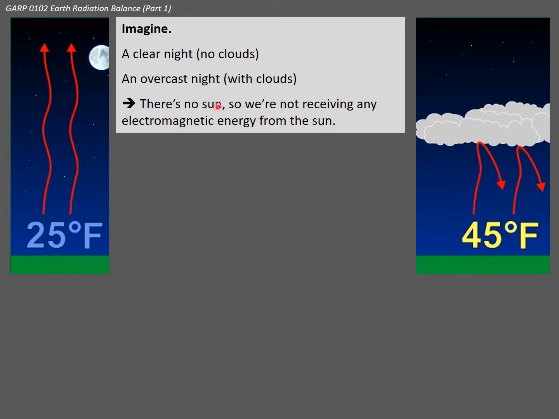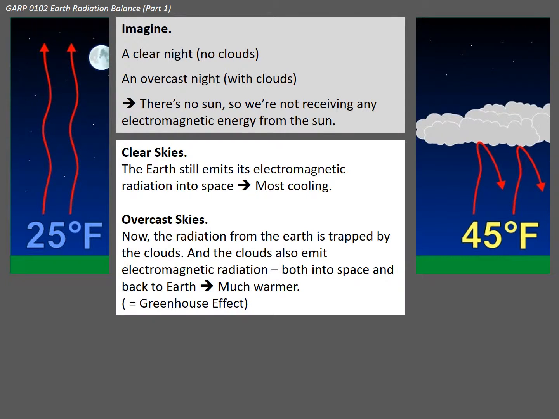Right, we're taking the sun out of the equation. The sun isn't up. We're not getting any electromagnetic energy from the sun. So all we're dealing with now is the long wave radiation that the Earth sends into space. And if you have a clear sky, right, the Earth emits electromagnetic radiation into space, and all of that, or most of that, just travels through the atmosphere and is lost into space. That makes the Earth's surface the coldest.